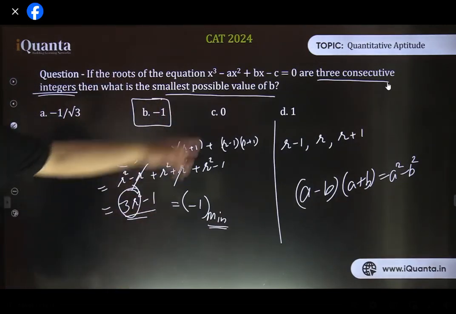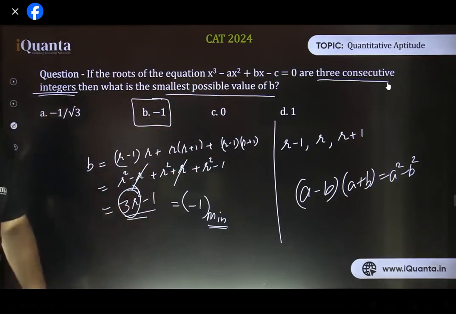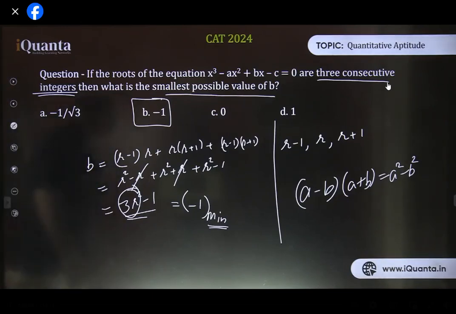Yes, if c had been asked, then we would have taken the product of all the three. If a had been asked, in that case we would have added all the three. That's true. Is it okay? Okay, let's quickly move forward. There are many more things to cover.